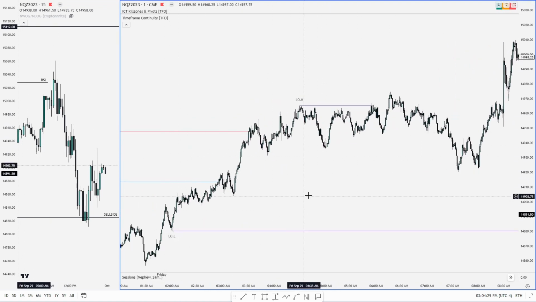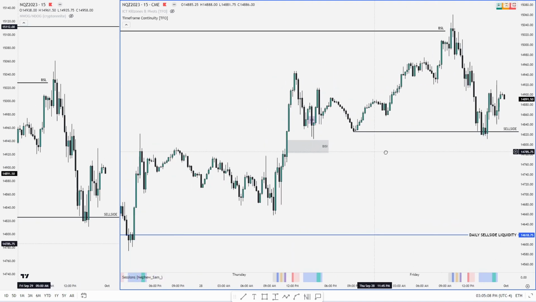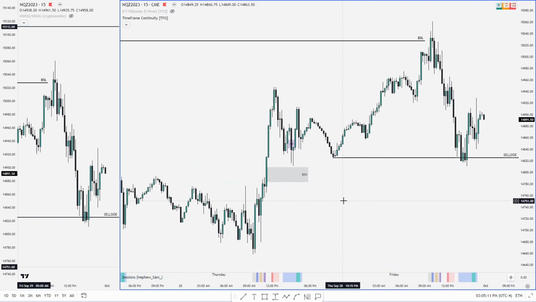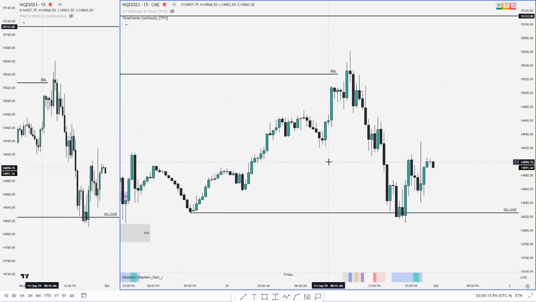Obviously there'll be exceptions to this rule, but it is good to have these annotated. Now, as well as London highs and lows, you can also look for your closest high and low near the 8:30 opening candle. So I'll show a couple examples. So you have your 8:30 candle right here.